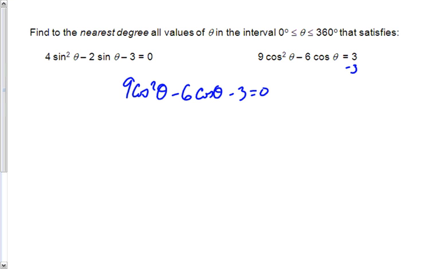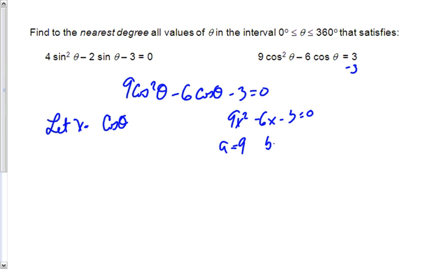Alright, at this point, this is where you can start thinking, what can I do to this? Can I factor it? Well, I'm not good when I have numbers out in front, so I'm going to go right to the quadratic formula. Again, we're going to let x equal cosine of theta, and we have 9x squared minus 6x minus 3 equals 0, making our quadratic formula pieces a equals 9, b equals negative 6, and c equals negative 3.